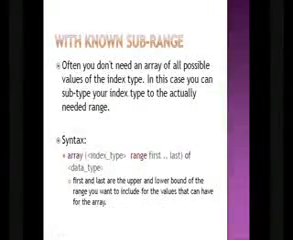Often you don't need an array of all possible values of the index type. In this case you can subtype your index type to the actually needed range. First and Last are the lower and upper bound of the range you want to include for the values that can code for the array.